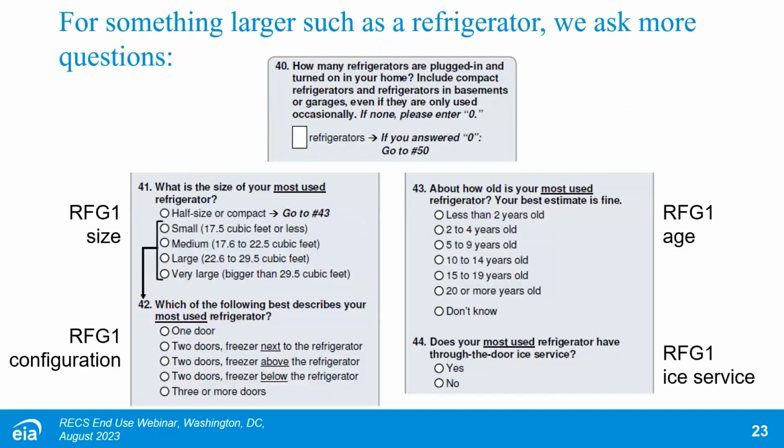So moving up the hierarchy, for larger end uses, like a refrigerator, we ask more questions in our survey. And this allows for making a more nuanced and complicated model. So for a refrigerator, we'll ask, what's the size, categories of size, how old is it, so categorical age, what's its configuration, for instance, if it has 2 doors, is the freezer compartment above the refrigerator, and can you get ice service through the door?